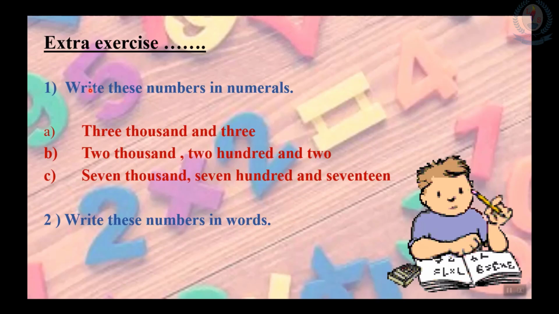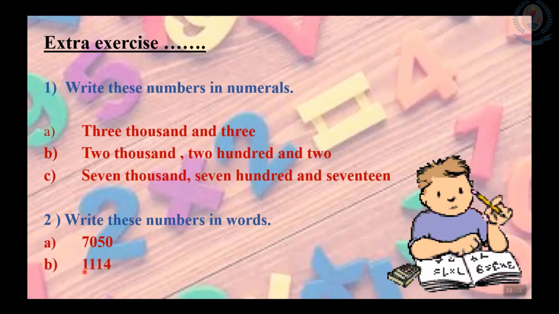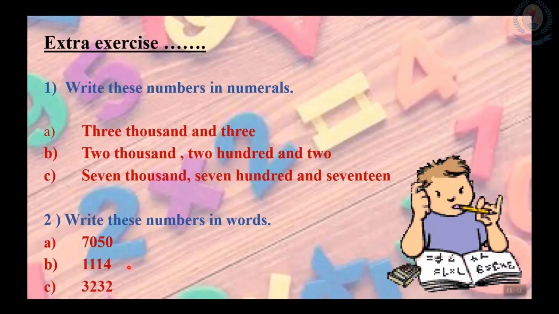Next question, write these numbers in words. In first question, we have to write these 3 numbers in numerals. In the second question, we have to write these numbers in words. First one, what is this number? 7050. Then next one, 1114. Next one, 3232. We have to write these answers in the writing book.